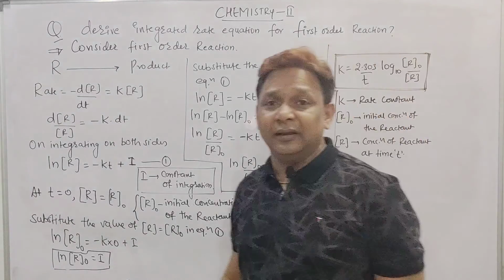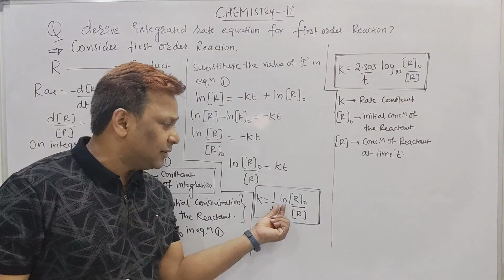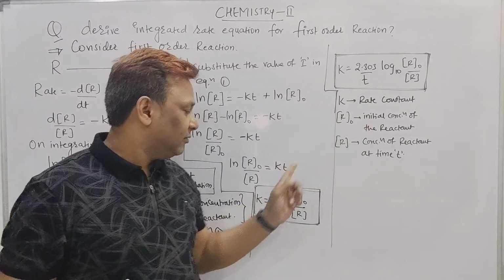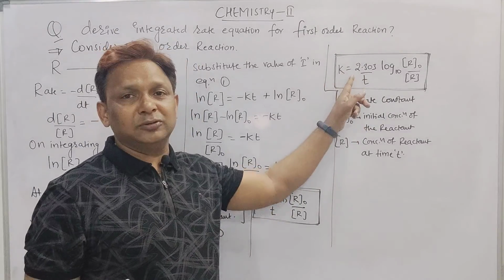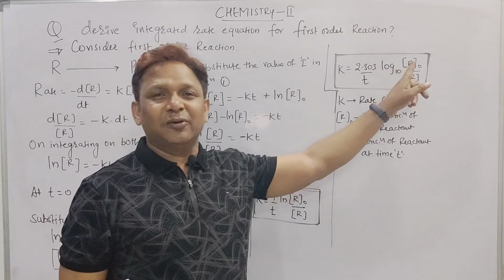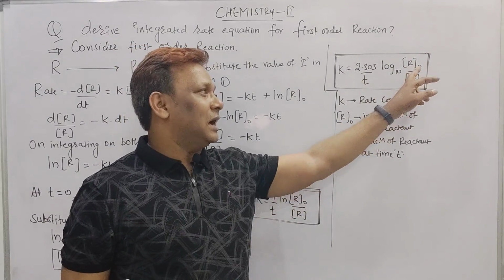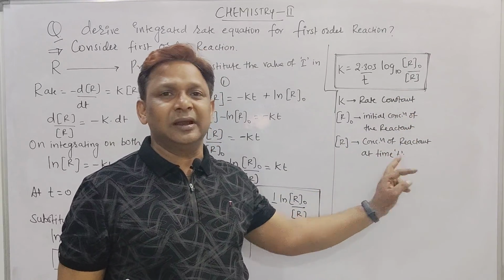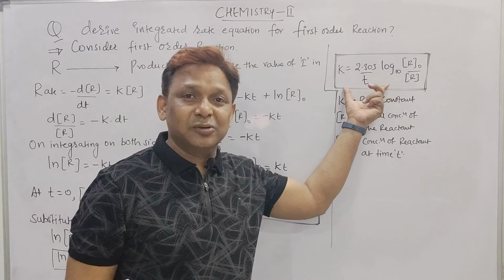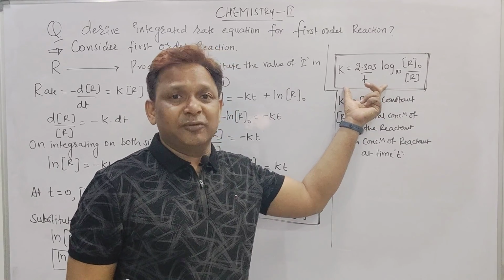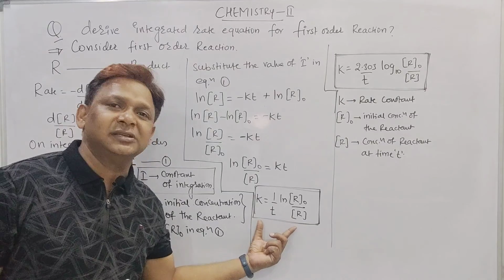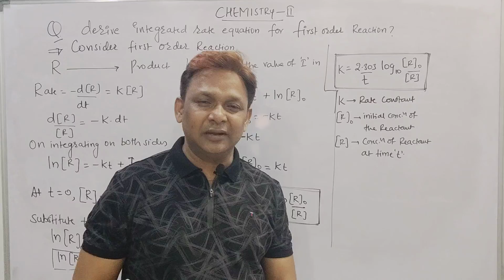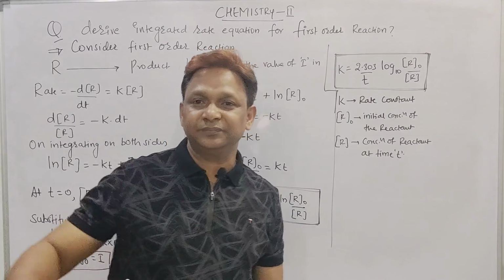K is called the rate constant. It is in terms of natural log to the base e. To write it in terms of log to the base 10, multiply by 2.303 by t into log to the base 10 of R naught by R. R naught is the initial concentration of the reactant, and R is the concentration of the reactant at time t. This equation is called the integrated rate equation for first order. Did you understand? Please take a screenshot of this one.